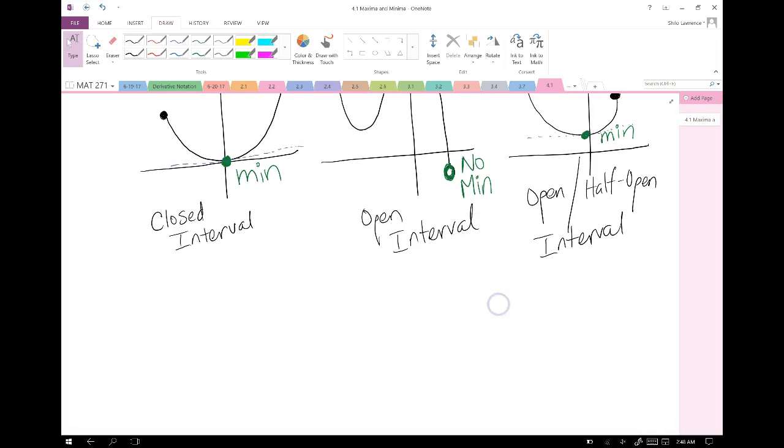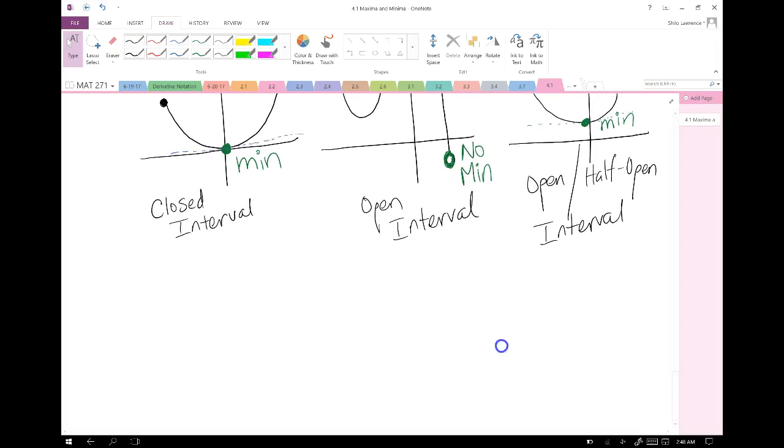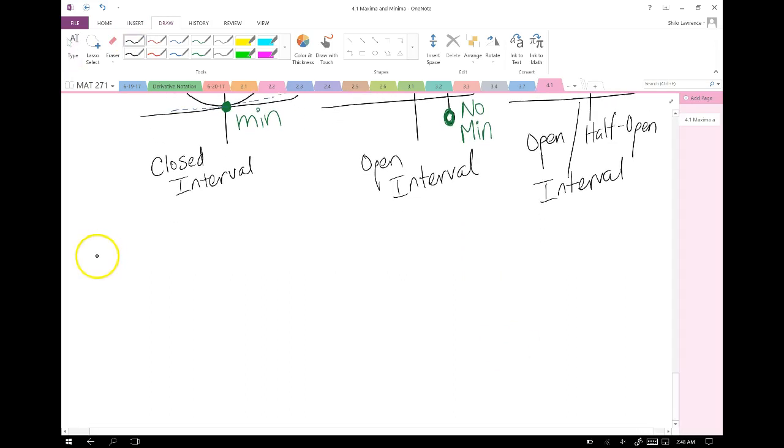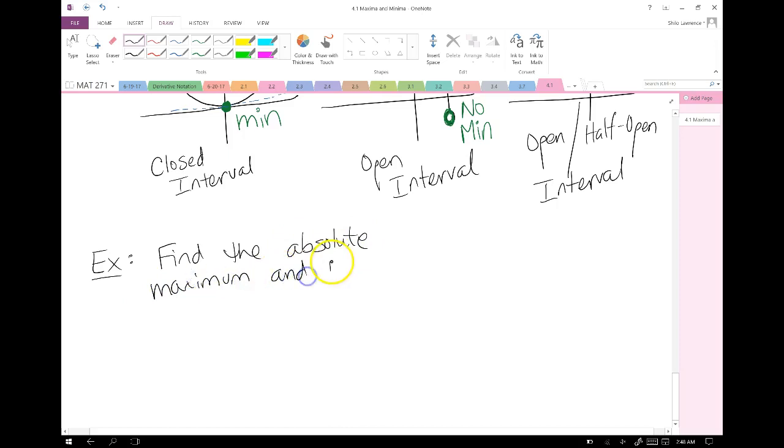So we're going to look at an example really quick where we have a function, and then I will wrap this video up so it does not start to get too crazy long. We are going to find the absolute maximum and minimum values for each function on the indicated interval.